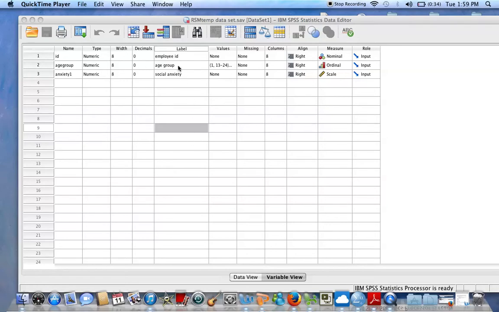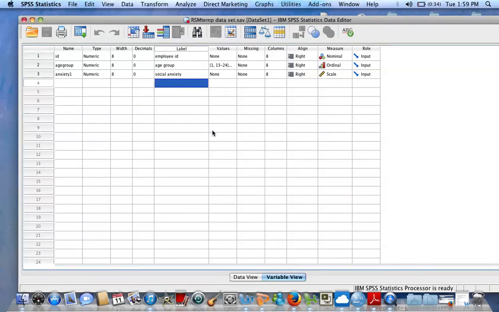So again, this is one-way ANOVA, and what we're going to look at today is the difference between 3 age groups. We're going to look at teenagers, young adults, and middle age, and see if they differ in terms of social anxiety. Okay, so let's get started.